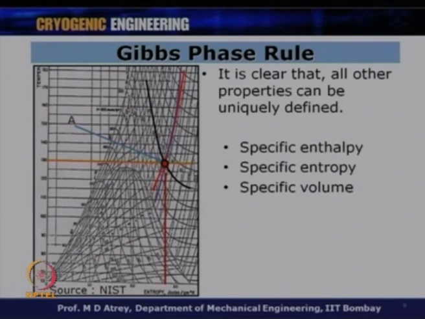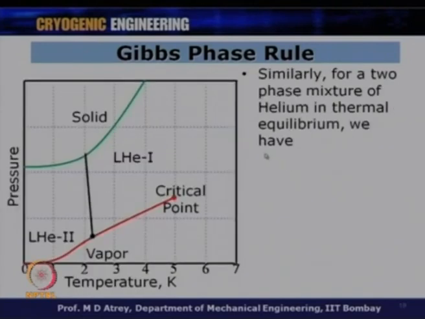So, basically, what is important here to know is that the degrees of freedom are 2. The intensive properties required to define this component are only 2. Now, I have a second example. Similarly, for a two-phase mixture, instead of having one phase, we now have two phases.